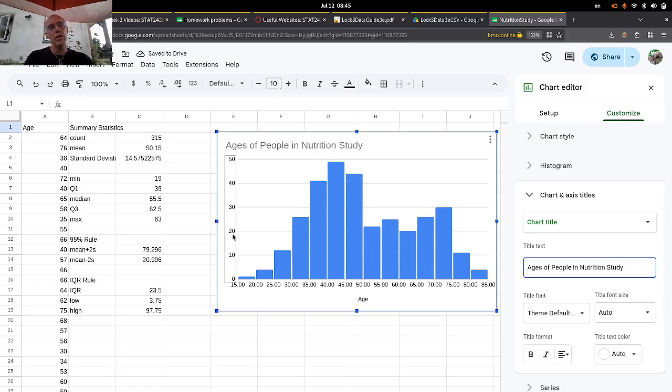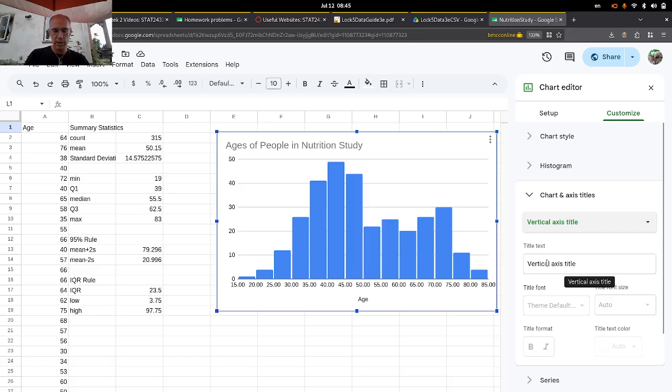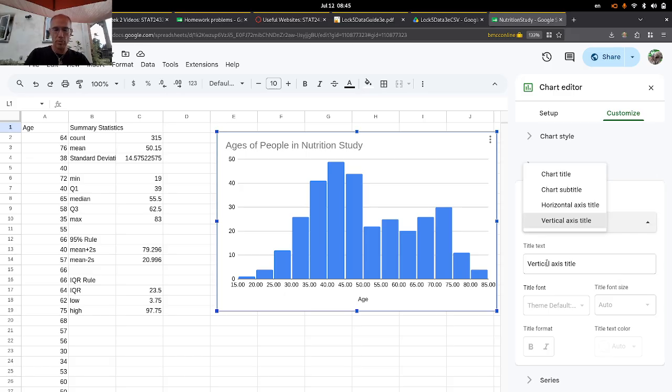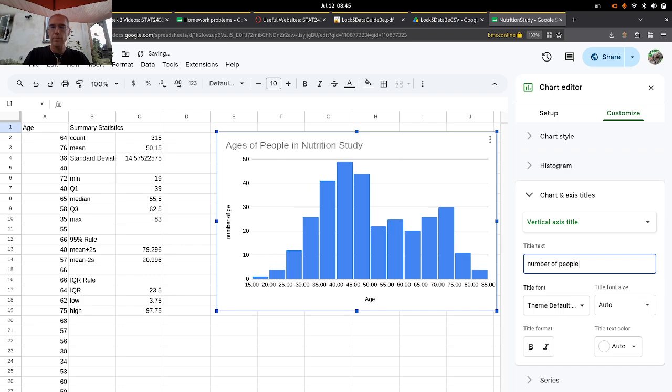What are these numbers? 10, 20, 30, 40? Well, that would mean there are almost 50 people between 40 and 45. So that's the number of people. So let's label that appropriately. Number of people. Oops, I did not click there. Try it again. Number of people. All right, that's a good histogram.